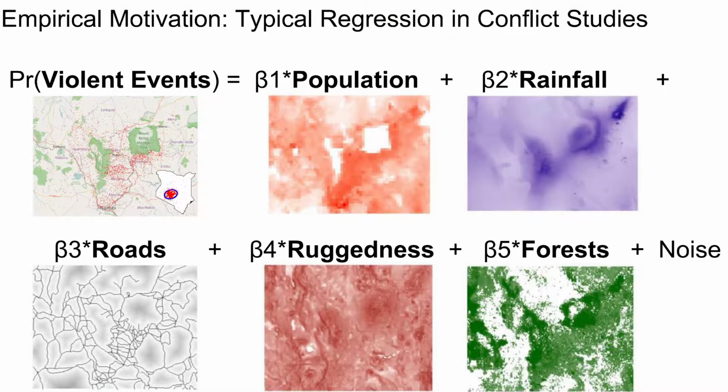To give you an empirical motivation, this is a very typical setup for a political science paper. On the left-hand side, we would want to predict the number of events that happen in a location, either the number of casualties, the number of total events, or the number of rebel-initiated events, violence as an outcome of interest. On the right-hand side, we often have covariates that we have theories about.